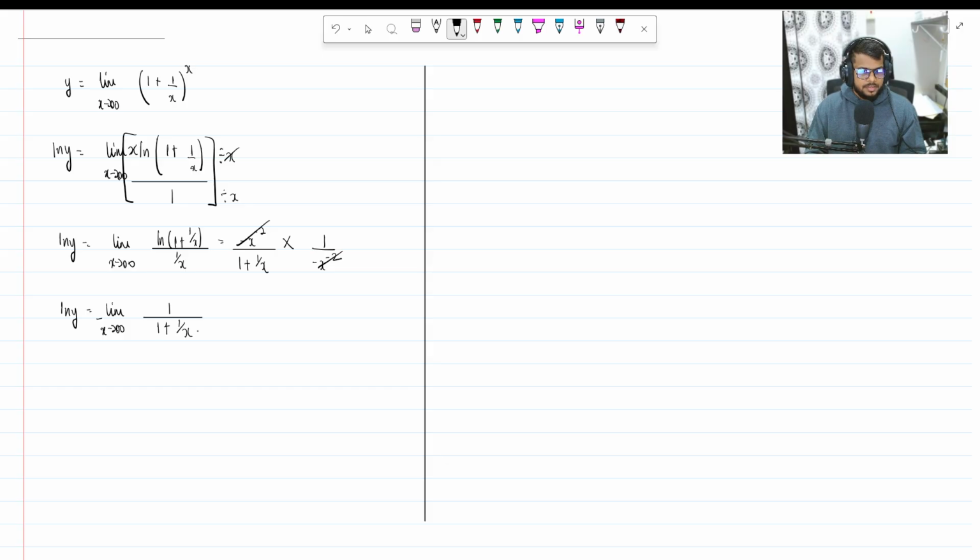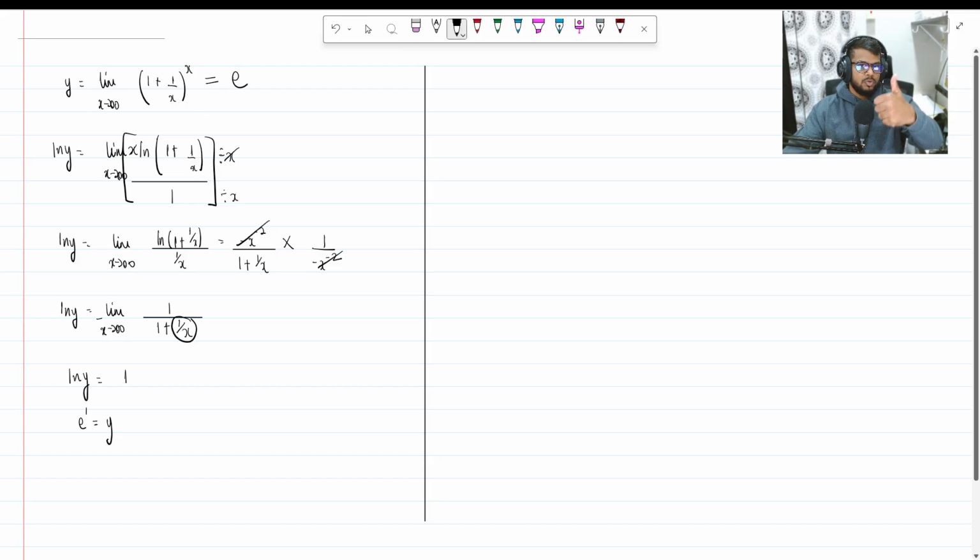Now when I substitute infinity in here, 1 over infinity is 0, and I'm going to get ln y is equal to 1. And using another law that carries me from logarithmic to exponential, I'll get e to the power of 1 is equal to y. In the beginning, y was the limit as x tends to infinity, and that's why this limit is equal to e. Hope you guys learned something.